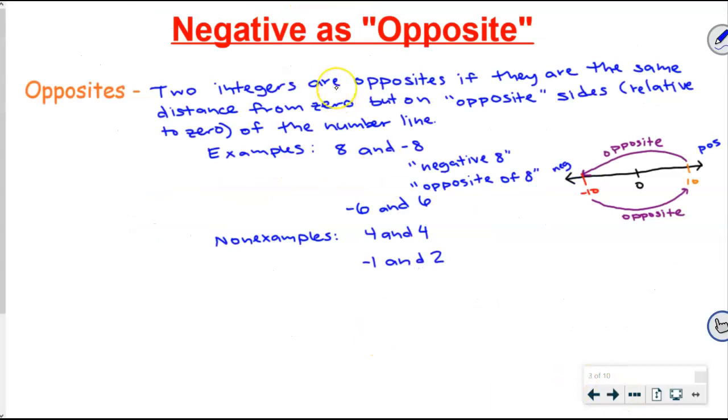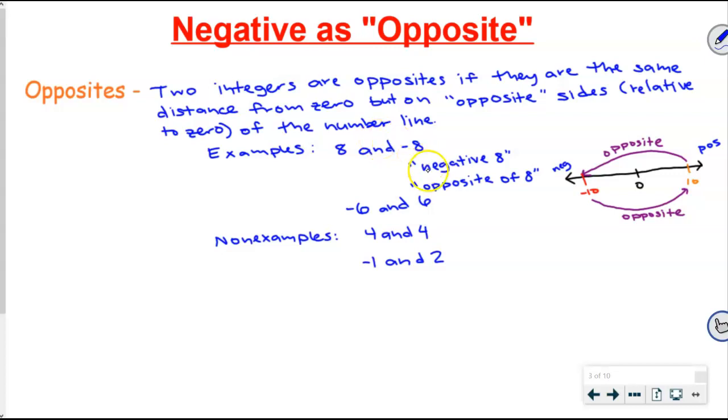The last thing that we need to review before we dive into 2.2a, all eyes should be on the screen right now. Please review your vocabulary word opposites. It is up here on the board. Review this definition. 2 integers are opposites if they are the same distance from 0, but on opposite sides, meaning relative to 0, of the number line. So 8 and negative 8 are opposites.